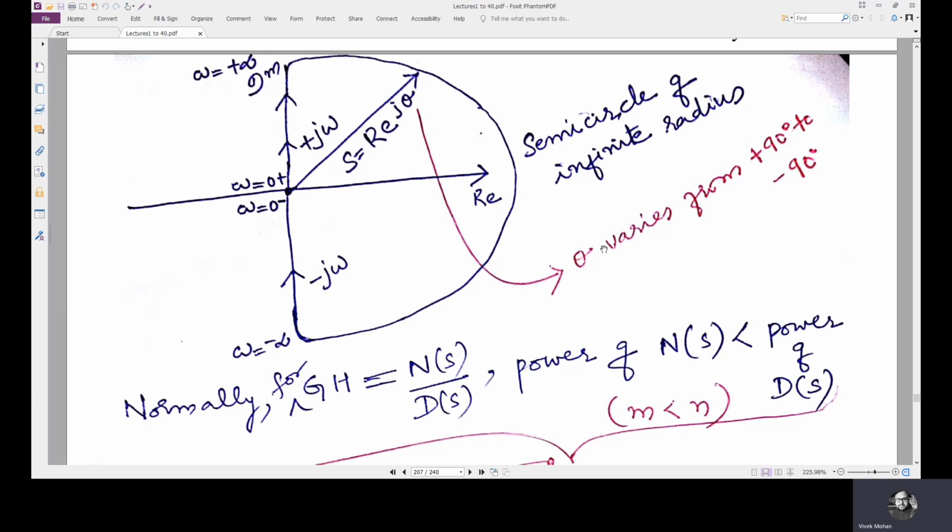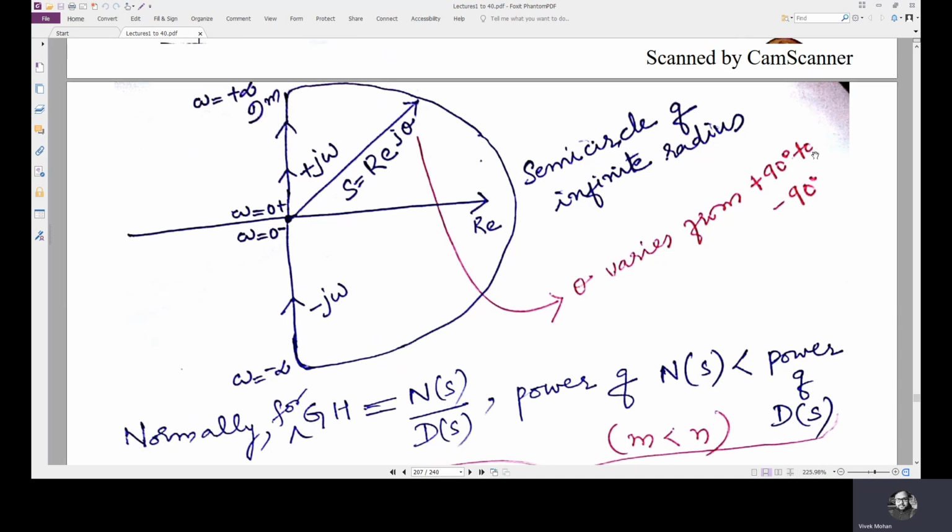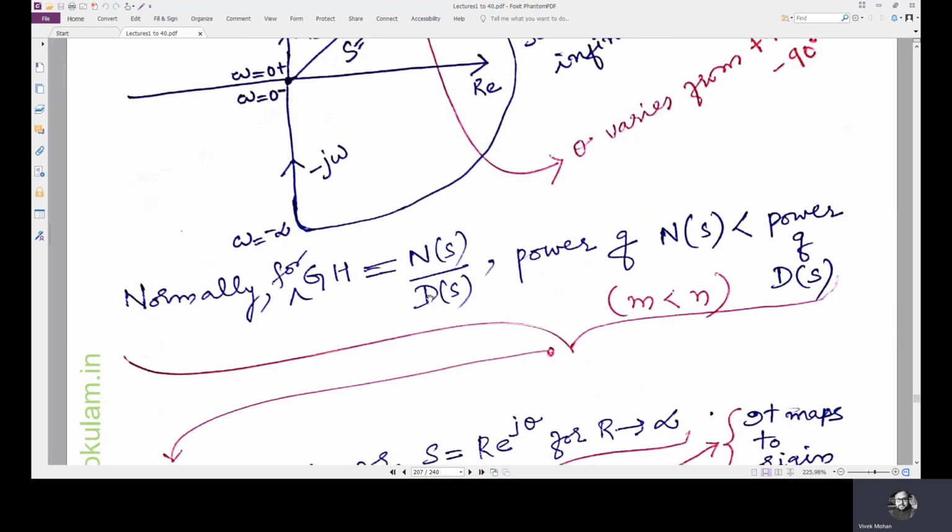Now theta varies from plus 90 degree to minus 90 degree. What is the variation of theta? This line corresponds to plus 90 degree, right? Then this is minus 90 degree. So plus 90 degree to minus 90 degree. Omega variation is from 0 plus to plus infinity to minus infinity to 0 minus. This is the variation of omega, and this is the variation of theta.